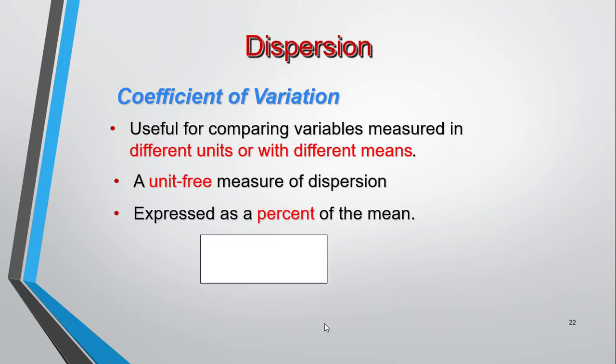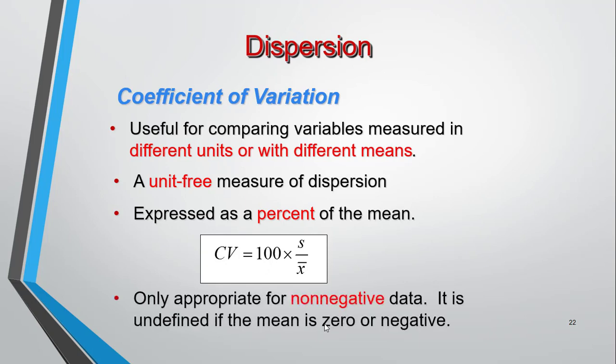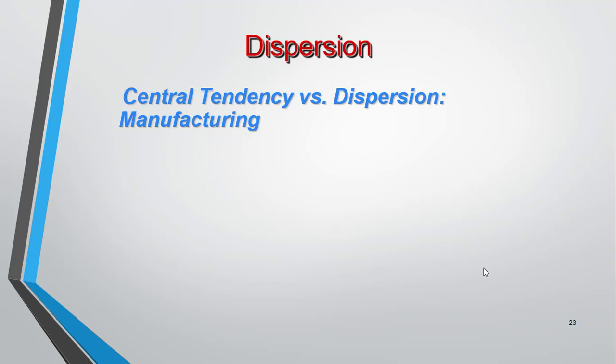Coefficient of variation is used for comparing variables measured in different units or with different means. It's a unit-free measure of dispersion, expressed as a percent of the mean. We said CV equals S over X bar times 100. It's only appropriate for non-negative data. It's undefined if the mean is 0 or negative. Okay.